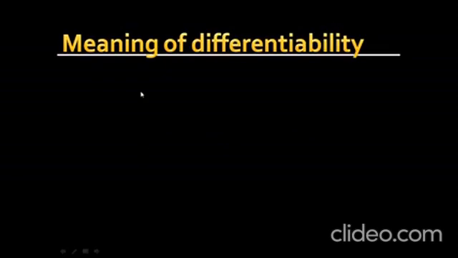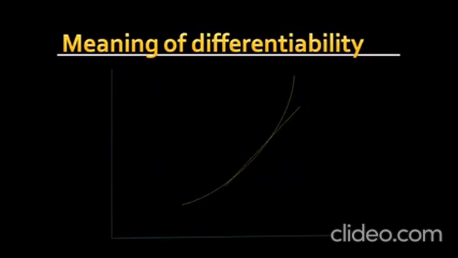But before understanding it, we should know the meaning of differentiability. This can be easily understood by the given graph. In this graph, a curve is given, and if you draw a line, it will intersect the graph at different points. The first point I marked as A, the second as P, and the third one I have considered as B. The middle one is P.